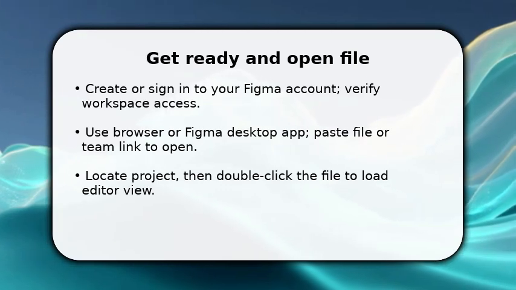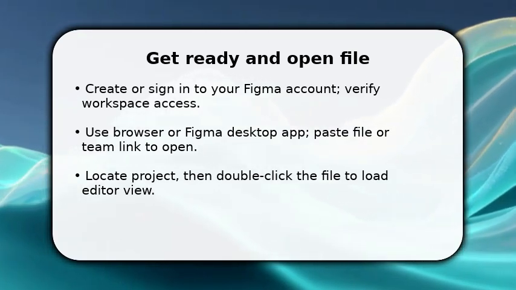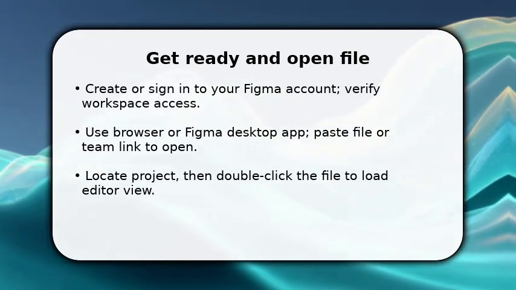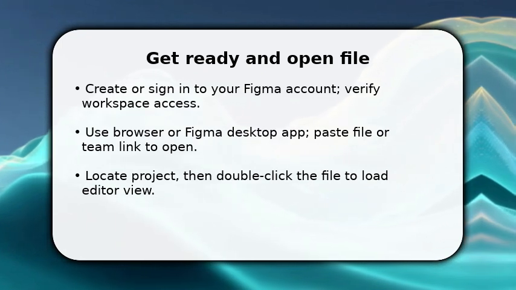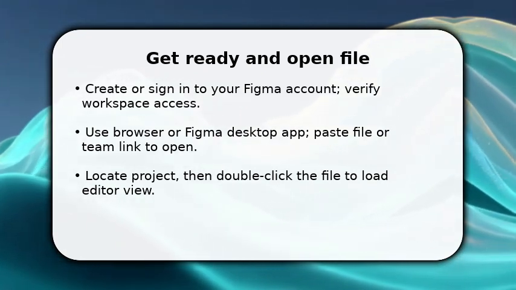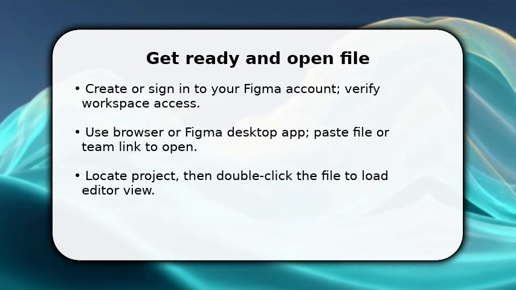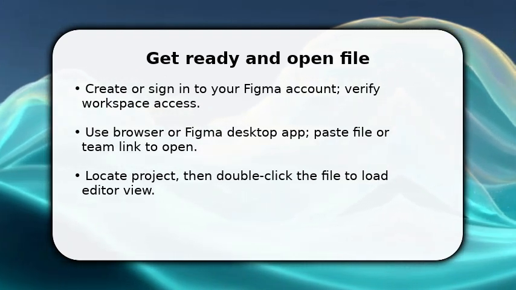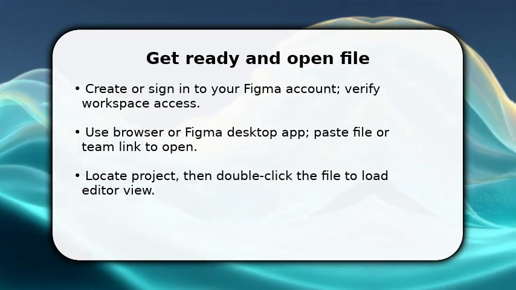You already have an account and the file link. Now open it. Sign into Figma, then paste or click the shared file link. Once the file loads, make sure you're in the right team and project. Projects group files for quick access. If you see a list of files, double-click the file name to enter the editor.